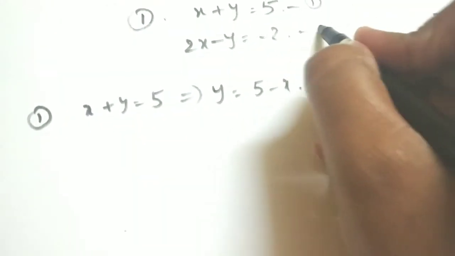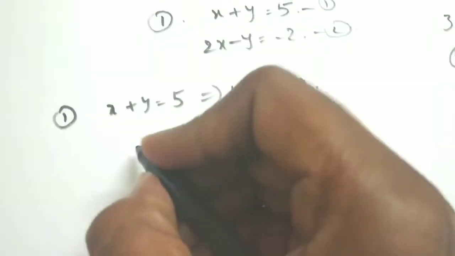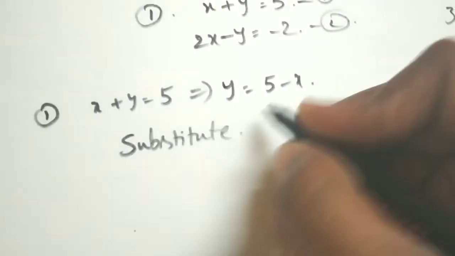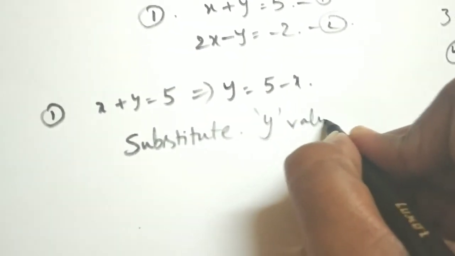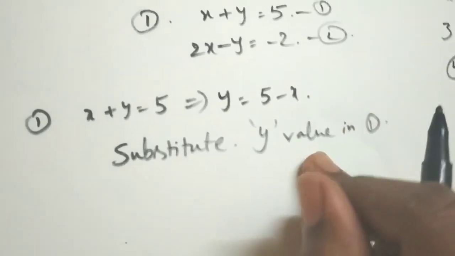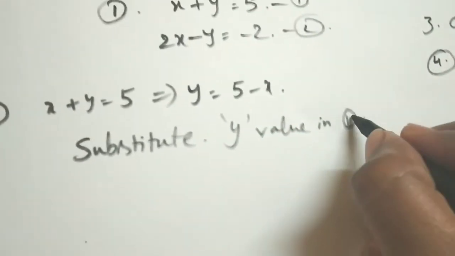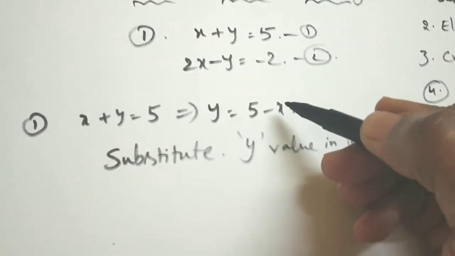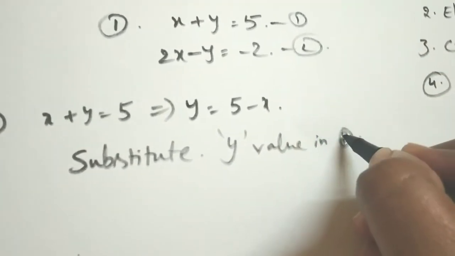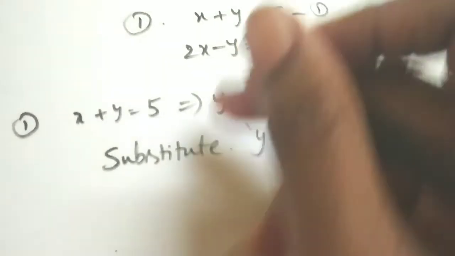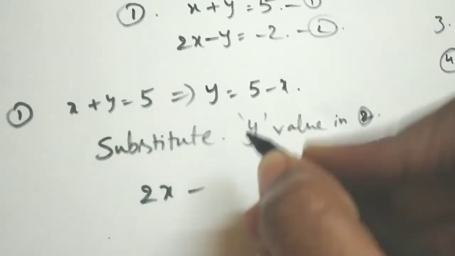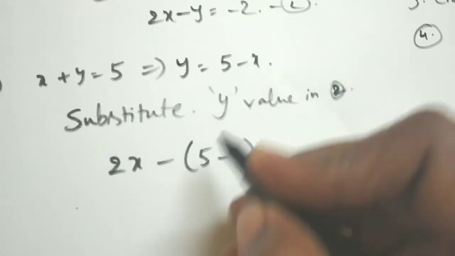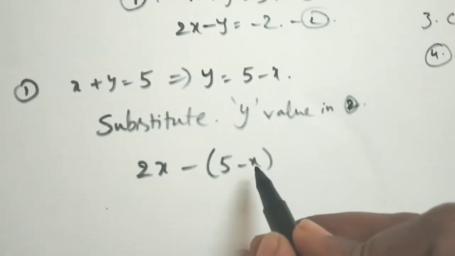This is the first equation, this is the second equation. Substitution method means substitute the y value from the first equation into the second equation. In the first equation I changed the y variable, so I am going to substitute that y value in the second equation. We are going to substitute in 2x minus y, 5 minus x in place of y: 2x minus (5 minus x). Brackets are compulsory, don't forget the brackets.